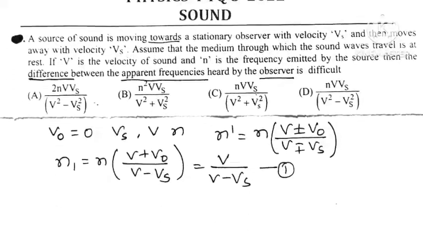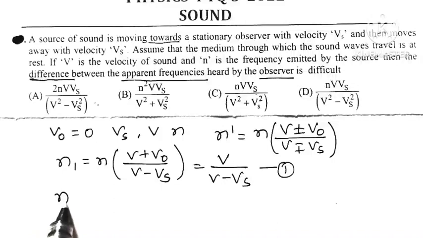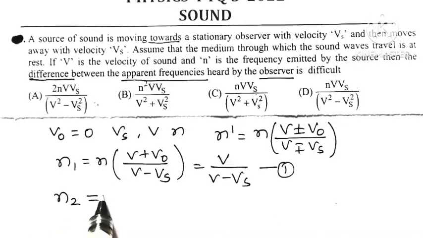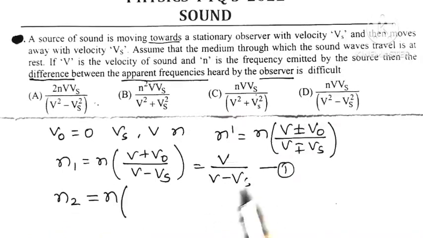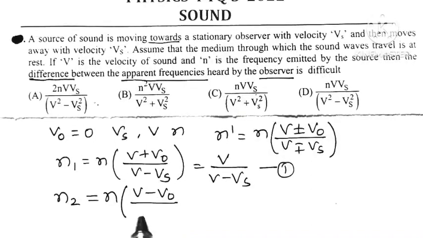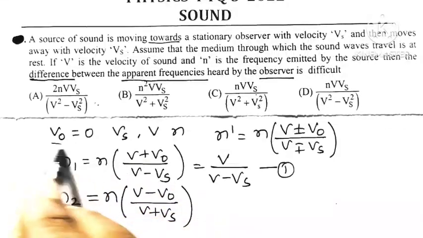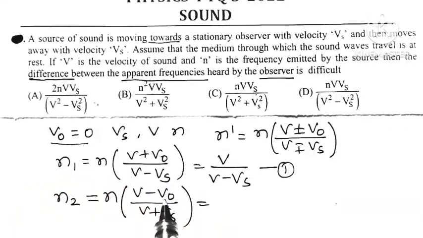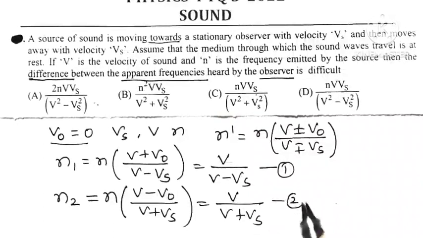When the source is moving away from the observer, then the apparent frequency heard by the observer, N2, is equal to N in bracket, use the lower sign, so V minus Vo upon V plus Vs. Since the observer is stationary, this Vo will be 0. So, V upon V plus Vs, this is equation number 2.